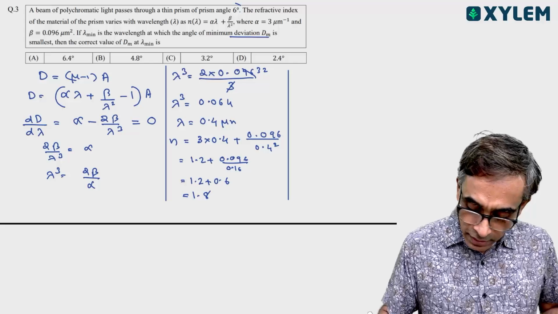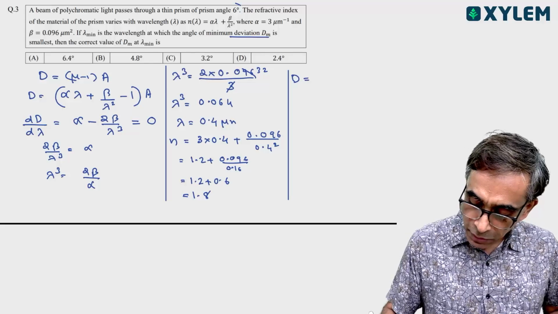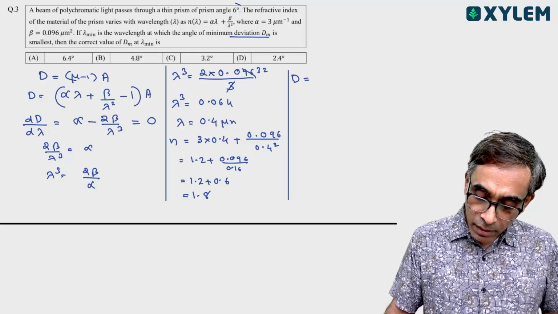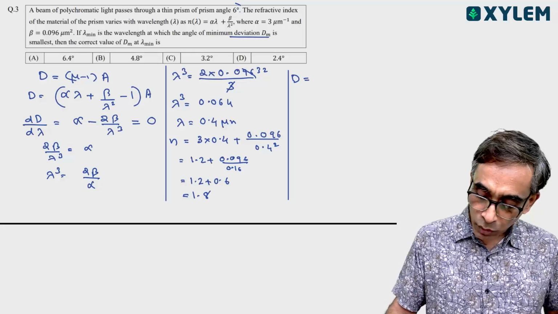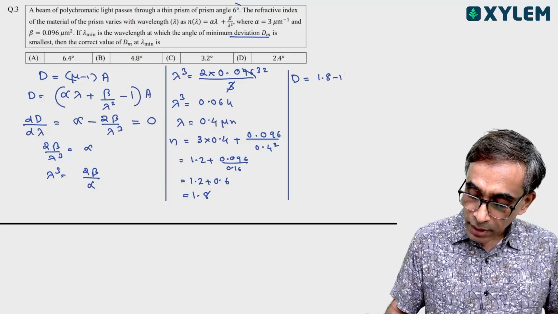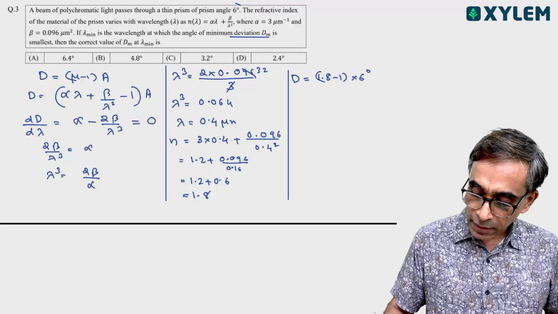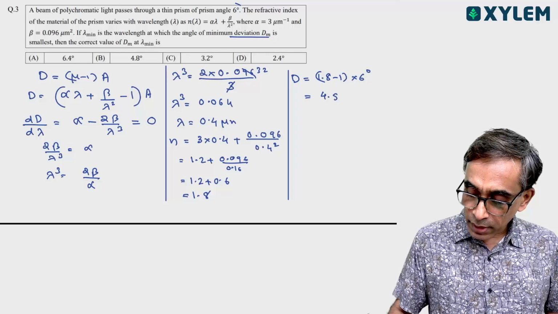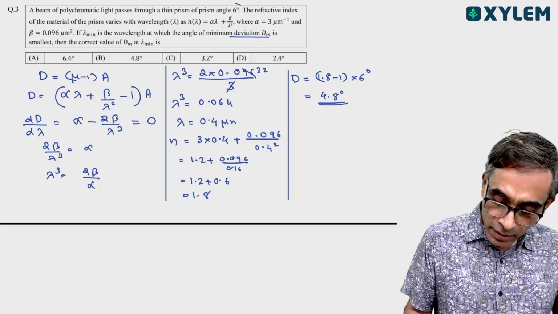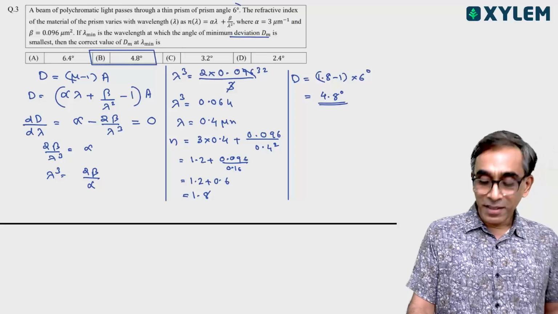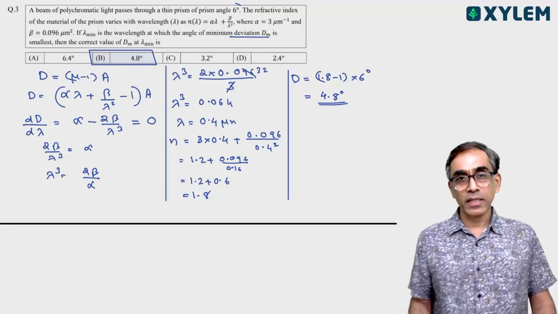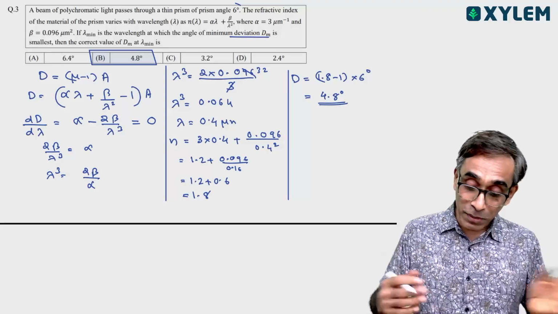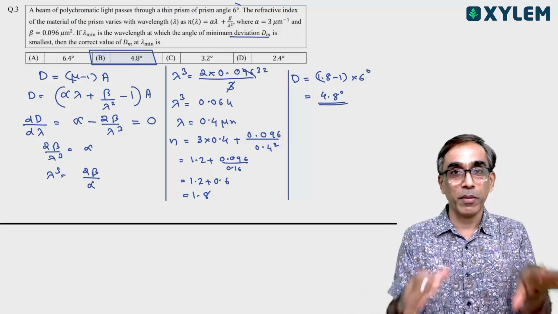Now what is d minimum? d equals (mu minus 1) into A. I wrote it as mu minus 1, doesn't matter, mu or n. That is 1.8 minus 1, into the angle, 6 degrees. 0.8 into 6 will give you 4.8 degrees. Answer option B, 4.8 degrees. This is pretty straightforward, just to do differentiation. I just got stuck on the phrase 'wavelength at which angle of minimum deviation is smallest'. There are so many minimums in that.